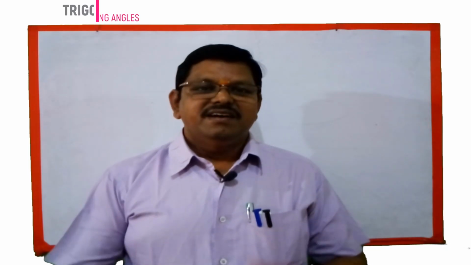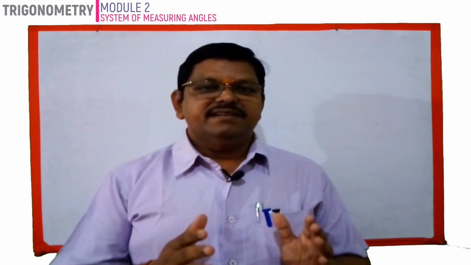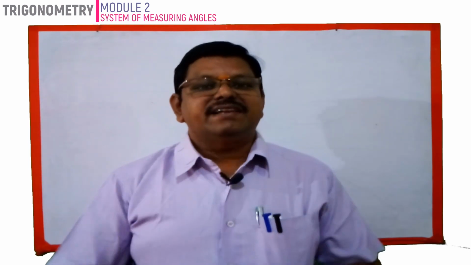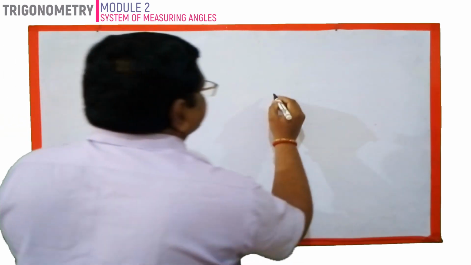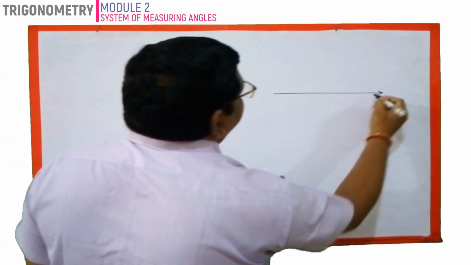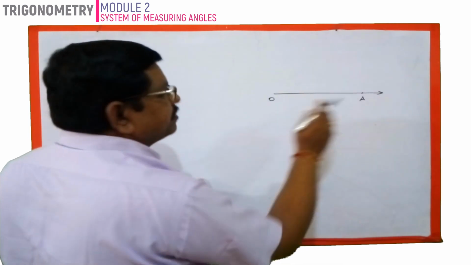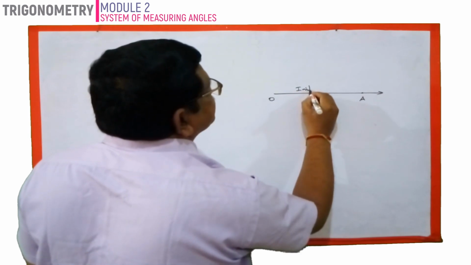Hi students, in this module we are going to discuss the positive angle and negative angle, and then the three different systems which we use to measure angles. First, let us take the initial side. It is a ray OA, we call it, and we write it here as initial side.